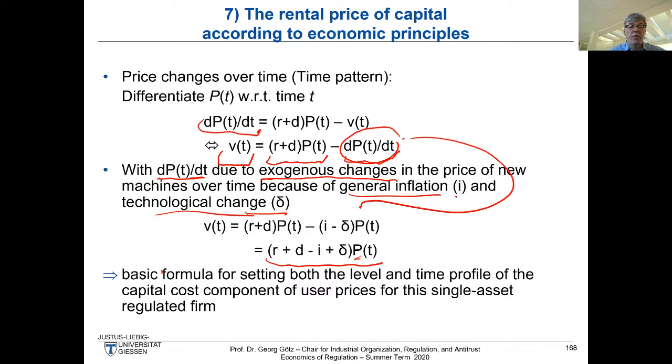Okay, and so very easy if you have here an investment of 10 million, and you have an interest rate of 5%, a depreciation rate also 5%, an inflation rate of 2%, and a rate of technical progress also of 2%, you will have just 10% of this investment refunded in a sense in the first period. Okay, this would be the basic formula for setting both the level and the time profile of the capital cost.